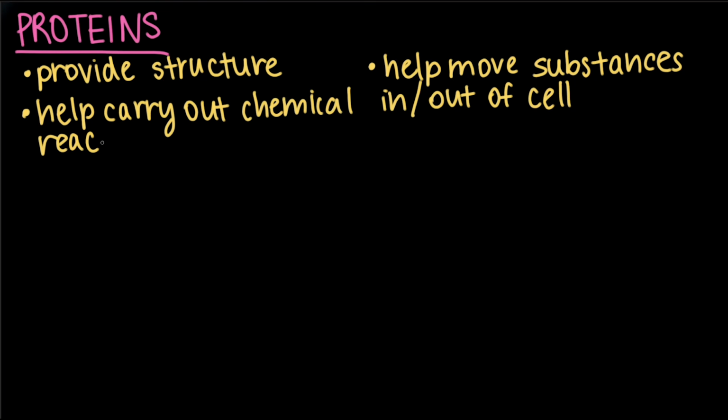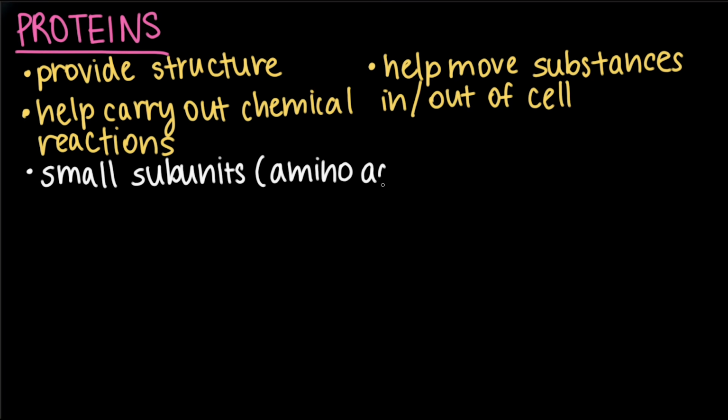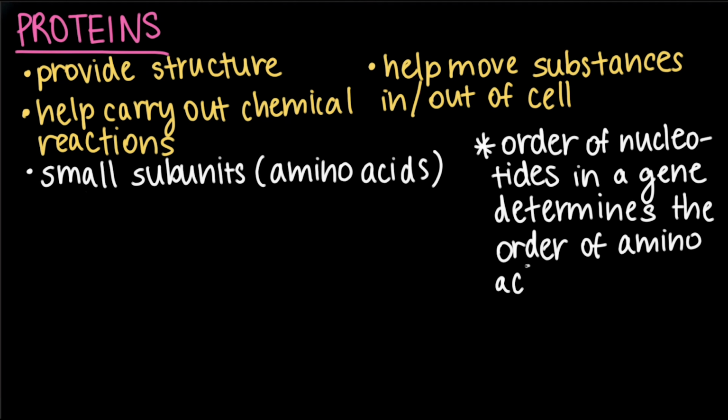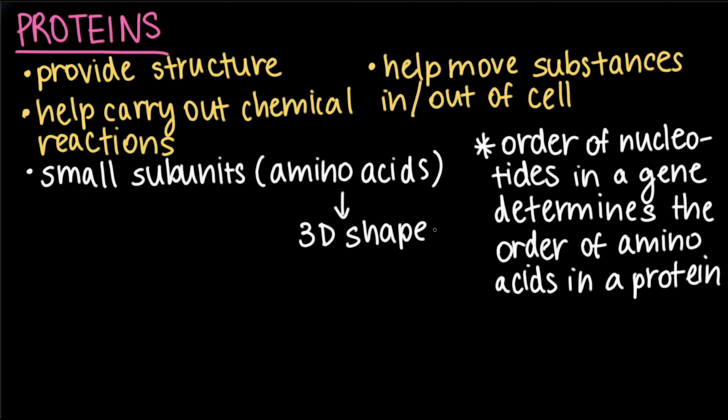chemical reactions. All proteins are made up of subunits called amino acids, which are connected in a chain. It's the order of nucleotides in a gene that determines the order of amino acids in a protein. And the order of amino acids is important because it determines the 3D shape that the protein will take on. And a protein's shape, in turn, affects its function.